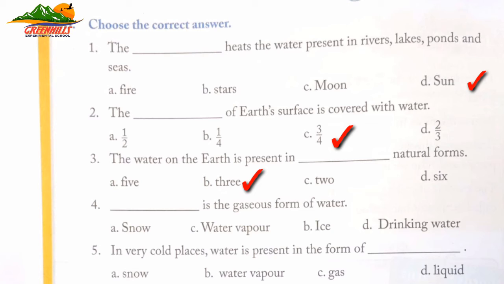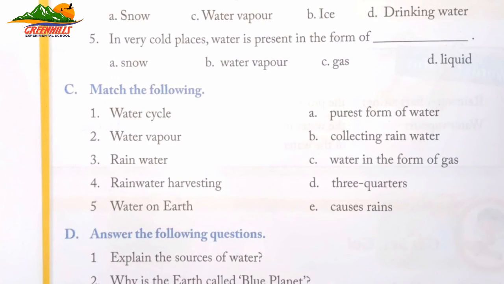Number 4. Water vapors is the gaseous form of water. Number 5. In very cold places, water is present in the form of snow. Answer is snow. Then we have the part C. Match the following. We have water cycle. Number 1, number 2, water vapor. Number 3, rainwater. Number 4, rainwater harvesting. And number 5, water on earth.